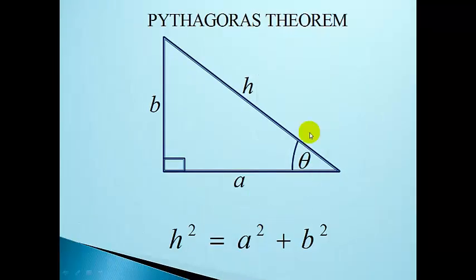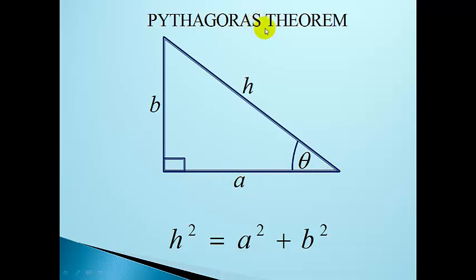Now let's look at the Pythagoras theorem. Considering the right angle triangle, the angle at this point is 90 degrees, and the side opposite to the 90 degrees angle is called the hypotenuse. That is the longest side of the right angle triangle. We have our angle theta. The side B is opposite to the angle theta, and because H is the hypotenuse, the longest side, it means that the adjacent side is A.